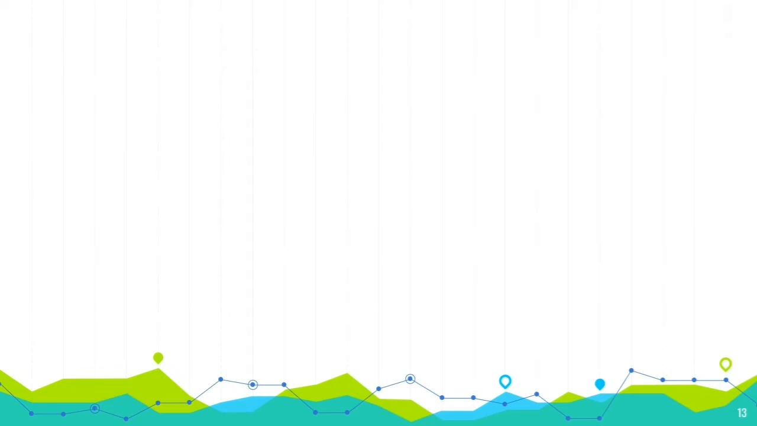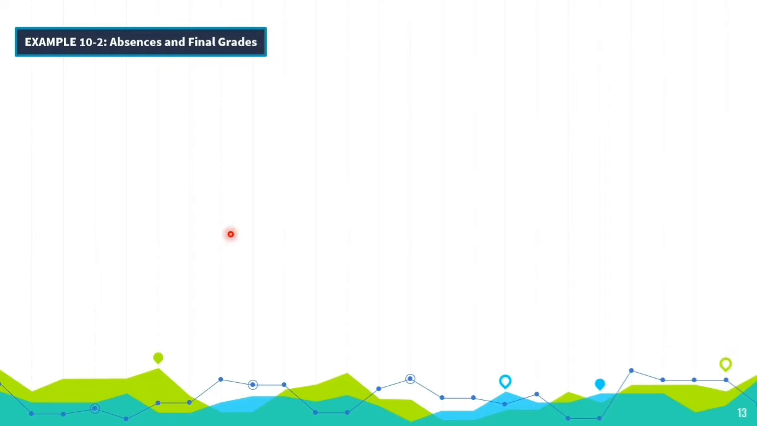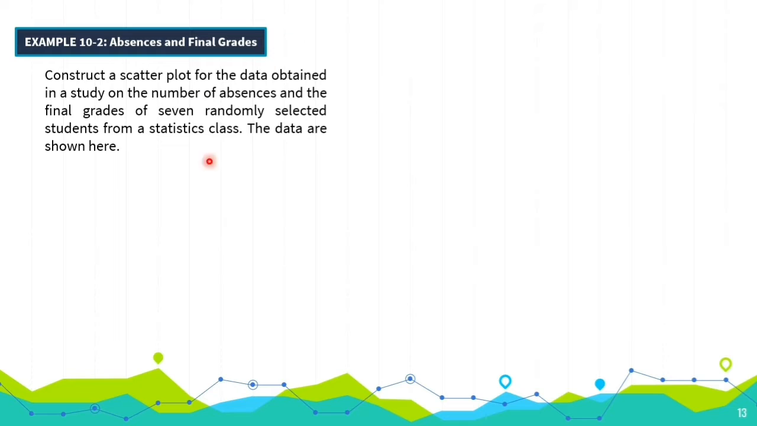Next example is 10-2, absences and final grades. Construct a scatter plot for the data obtained in a study on the number of absences and the final grades of 7 randomly selected students from a statistics class. The data are shown here.